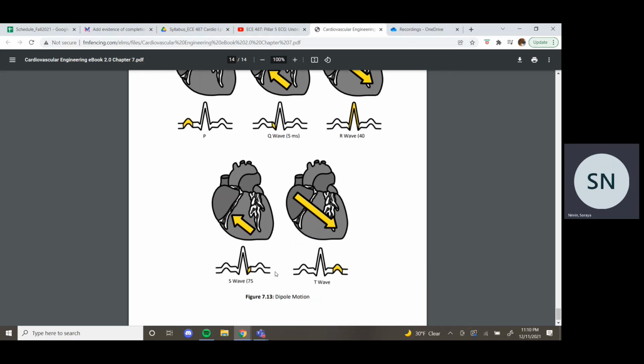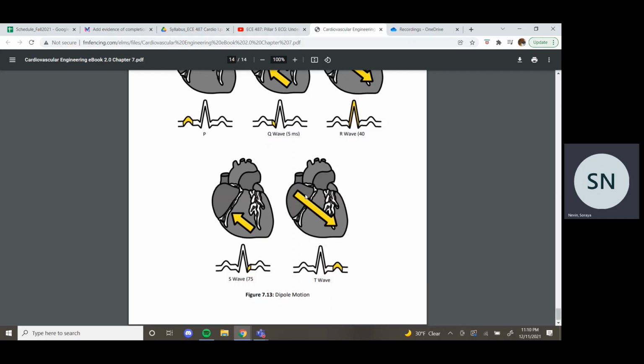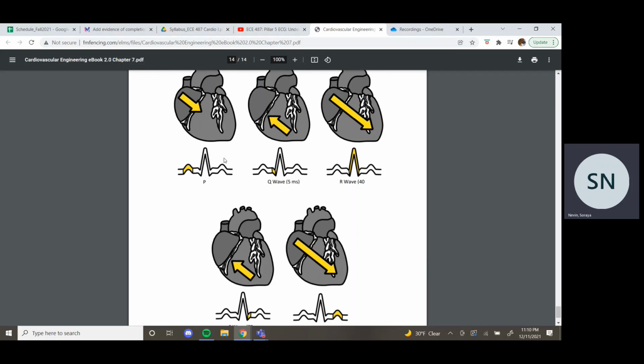Then we have depolarization up again, and it's negative, just like it was before. Then we have depolarization down, so it's positive again. So the P wave and T wave are both going down, and they're both positive if we're talking about depolarization.